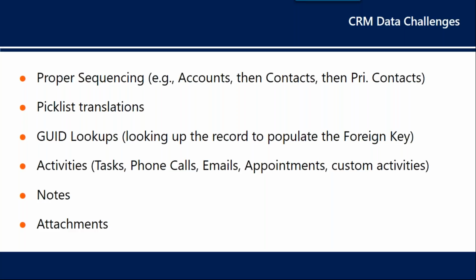Activity migrations and integrations are always a little bit tricky. You have three different parts of the activity entity: the activity pointer, the activity party, and then the entity-specific activity record itself. That is the tasks, the phone calls, the emails, and the appointments. Notes and attachments, again, are a little bit challenging. You've got to dig into it. There are some nitty-gritty, very specific ways that fields need to be mapped to make those work.